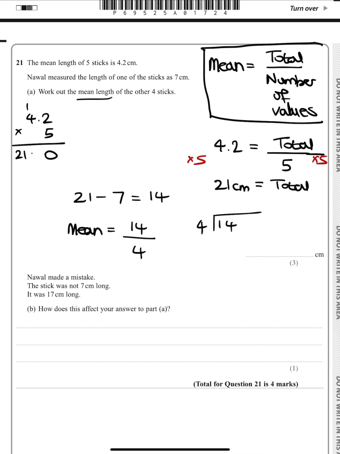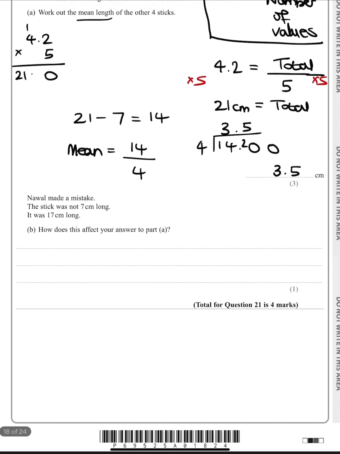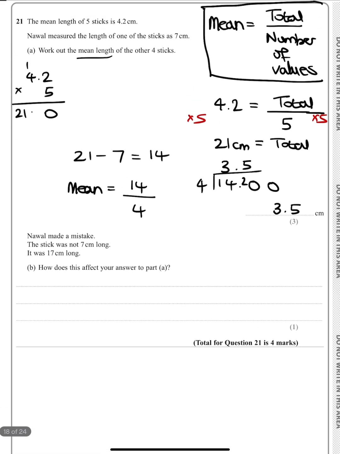4 goes into 14 3 times, but there is a remainder because 3 times 4 is 12, so the remainder would be 2. So 4 into 20 is 5. So the mean length of the other 4 sticks is 3.5 centimeters. Now it says Noel made a mistake. The stick was not 7 centimeters long, it was 17 centimeters long. How does this affect your answer to part A?